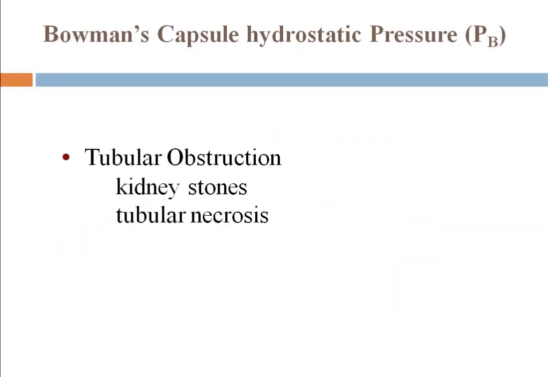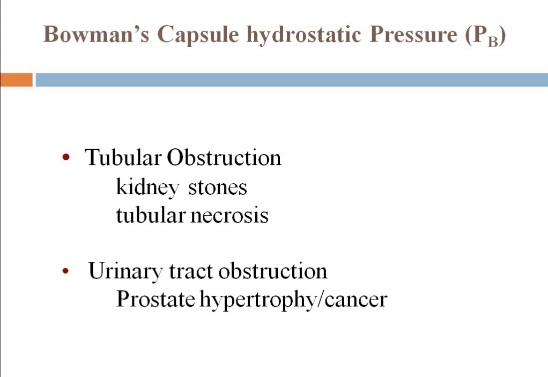So Bowman's capsule, first we'll come one by one to all these Starling forces which are altering the GFR. In what conditions is the Bowman's capsule hydrostatic pressure altered? If there is any tubular obstruction, as can happen in kidney stones or tubular necrosis, or the urinary tract is being obstructed due to any cause, what will happen? There will be back pressure, and back pressure causes an increase in the Bowman's capsule hydrostatic pressure. So anything which is obstructing the pathway of flow is going to cause back pressure, and Bowman's capsule hydrostatic pressure is going to increase.